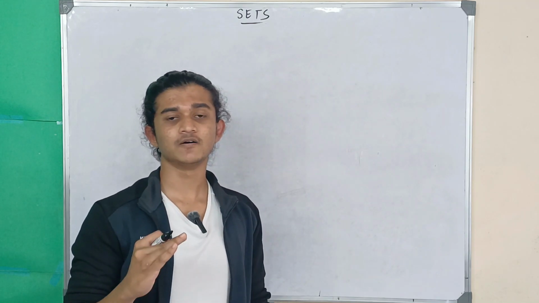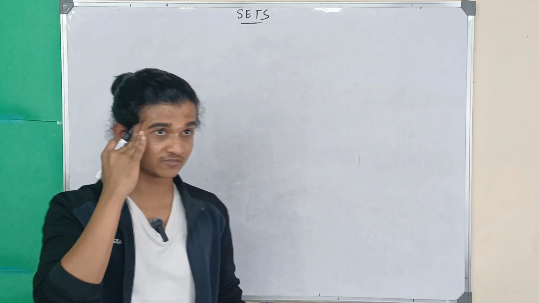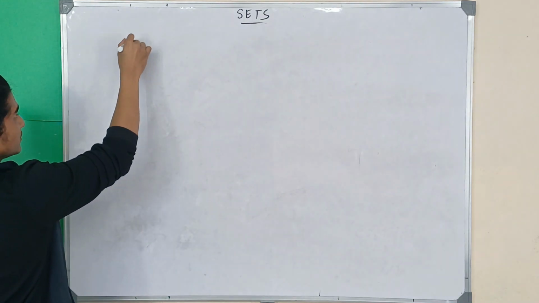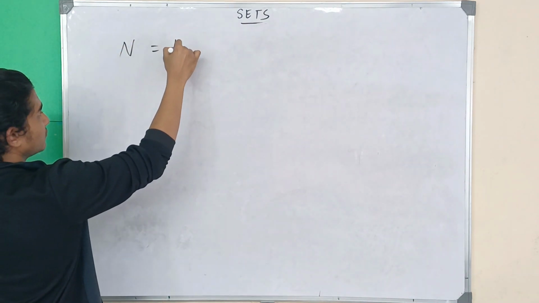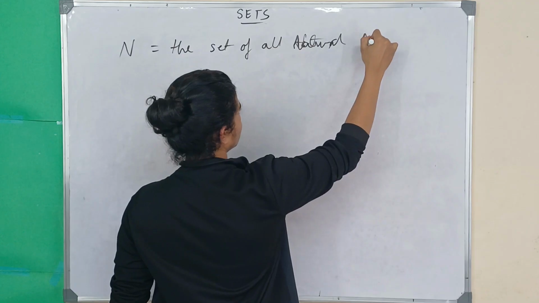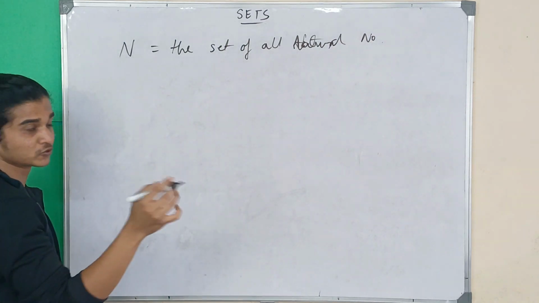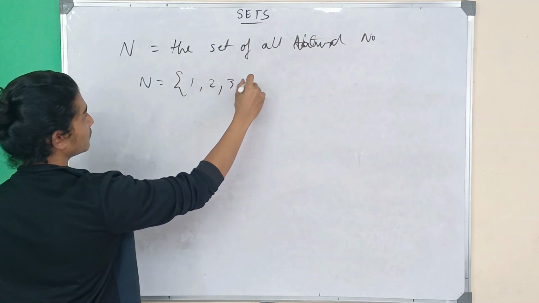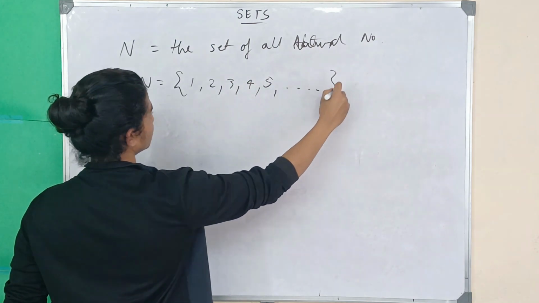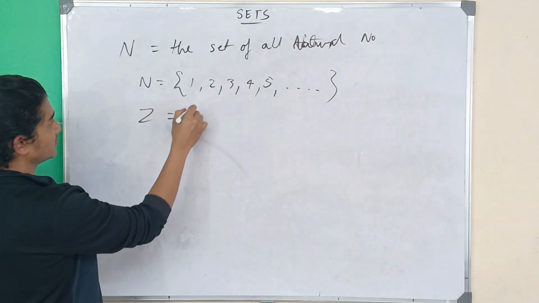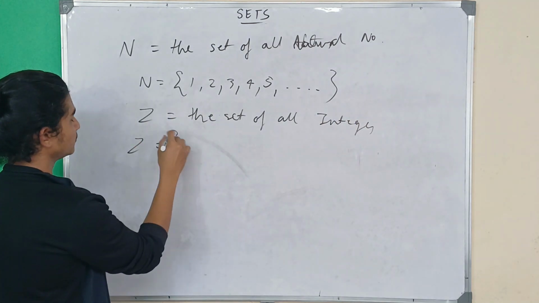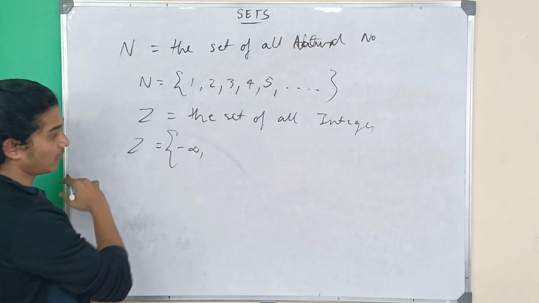Now let us see some unique sets which are used in mathematics. In this chapter they're going to be used a lot, so let us learn about that. N is a short form of writing the set of all natural numbers. If you want to write this in roster form, you're going to write N equal to 1, 2, 3, 4, 5, and so on. The next one is Z. Z is the set of all integers. So Z equal to, minus infinity is going to come all the way from the number line.